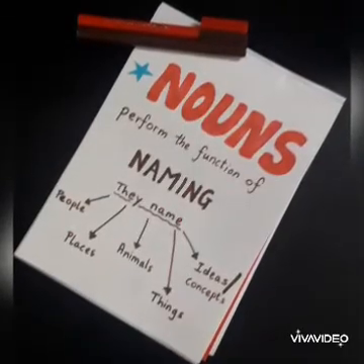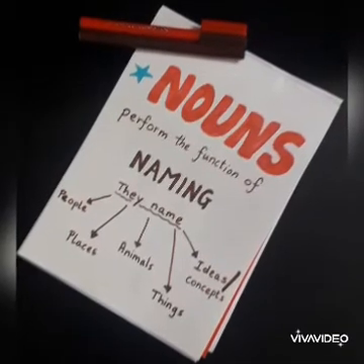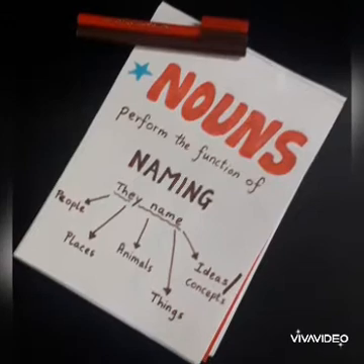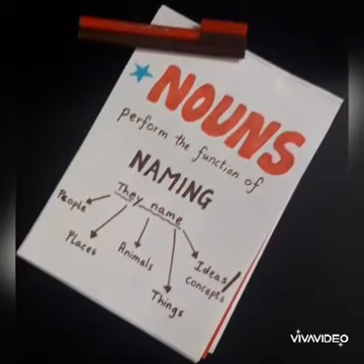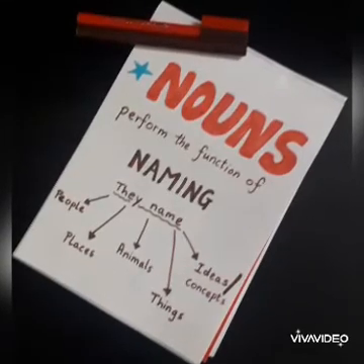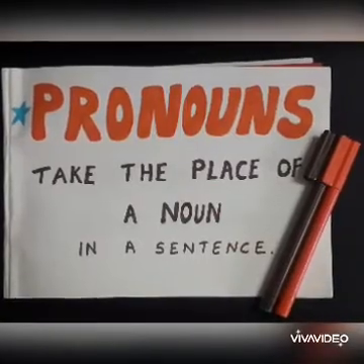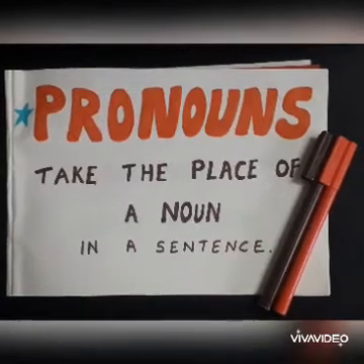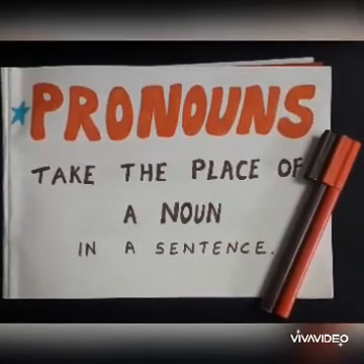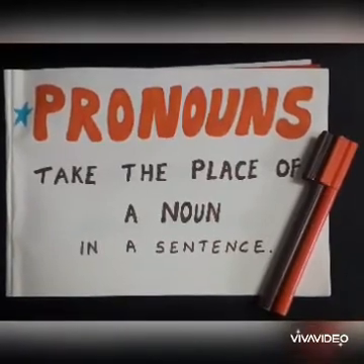Nouns perform the function of naming. They name anything and everything around us, like people, places, animals, things, and even ideas and concepts. Pronouns. They take the place of a noun in a sentence. They kind of like to give nouns a break every now and then and let them rest for a while.